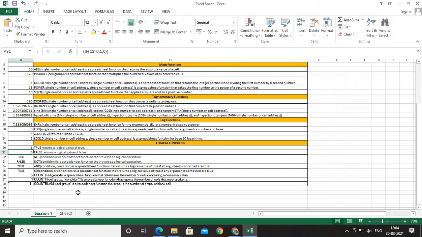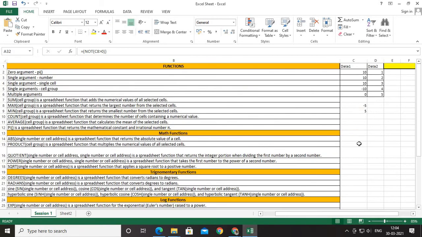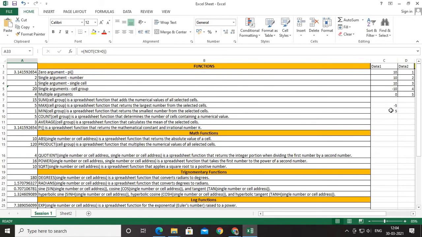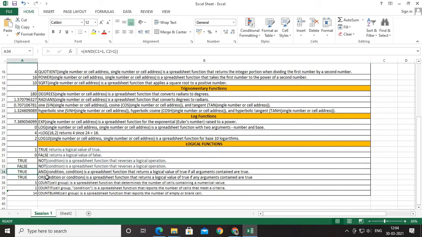Similarly, we have got NOT and OR. All these are available and it's very, very interesting. See, NOT is a condition or a function, I can say, that reverses a logical operation. What do you mean by that? NOT of C8 greater than 0. C8, whatever we have had, is minus 5, and NOT of that means we will get the reverse of the correct answer. It was actually false. Now we get NOT of it, so it is true. Similarly, we take another condition, NOT of C9 greater than 0. What is C9? I have got C9 with 5. It is actually true, so we get false as the result. That's all. So NOT is reversing.